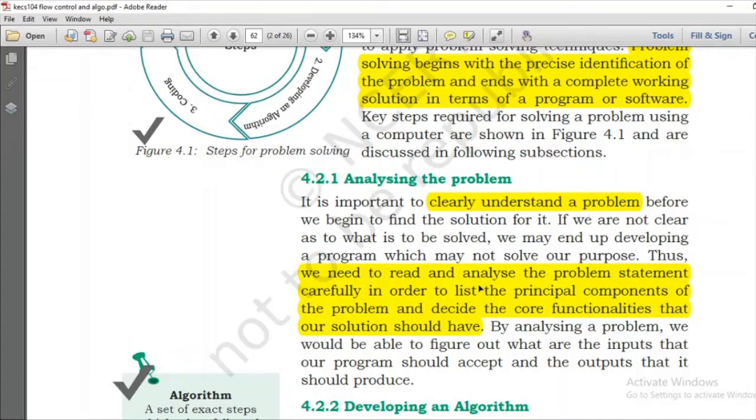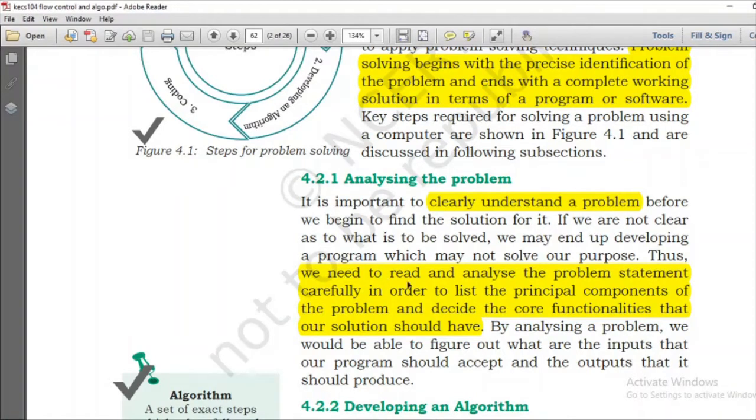Okay, so as I follow, analyzing the problem means clearly understanding the problem. So we need to read and analyze the problem statement carefully in order to list the principal components of the problem and decide the core functionalities that our solution should have. हमें समझना होगा problem को कि problem है क्या. Why do we need to understand the problem? So that our output is as desired. जो हमें चाहिए वही हमें output मिले.